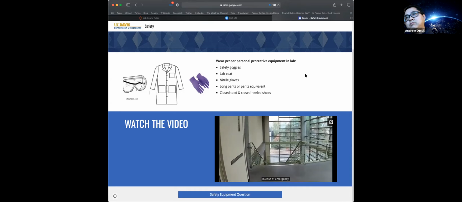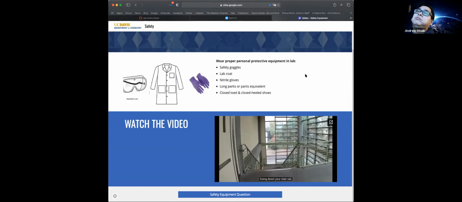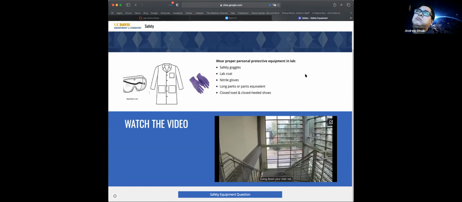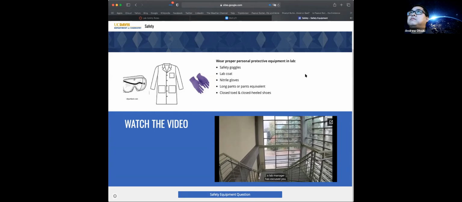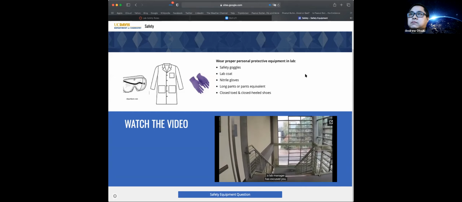In case of emergency, exit the building going down the north stairwell. Go to the first floor, assemble across the street on the sidewalks. Wait until your TA has taken your attendance. Do not leave until a lab manager has excused you.